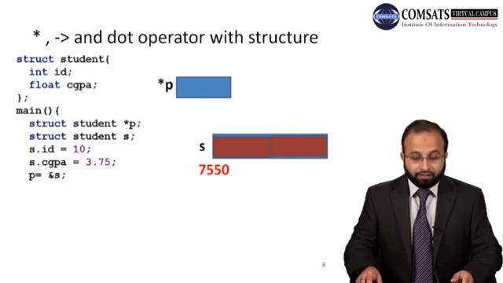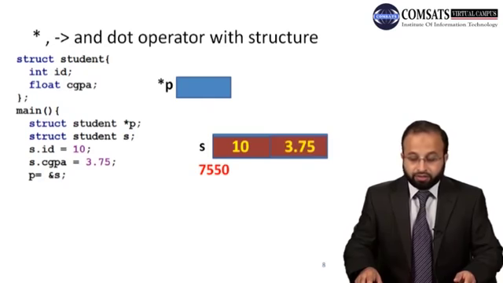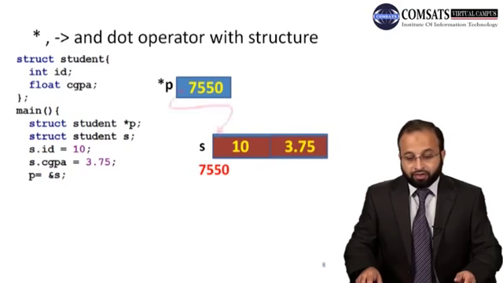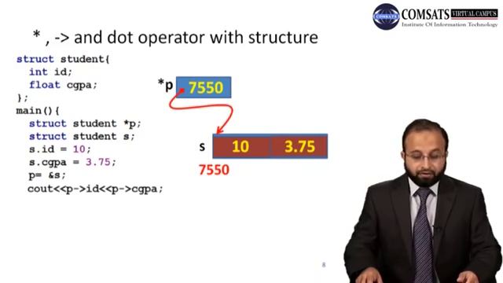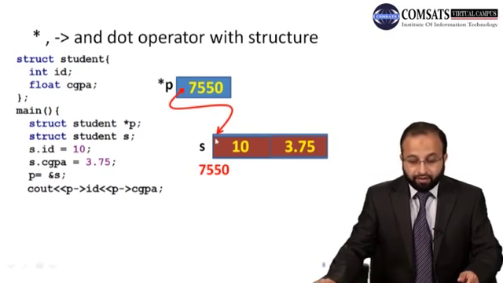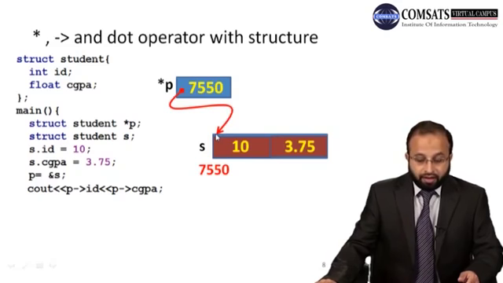Now it has two parts. The first part contains the id. So when s.id = 10 is executed, 10 will be assigned to this location and 3.7 will be assigned to this location. Now the address of this structure is 7550, we assume, and then we assign this address to the pointer p. This means that we create a connection, and we can access the structure through this pointer. Now what are the different mechanisms to access it? We can write p arrow operator id. This means that p arrow operator will bring you over here, then what you are going to access is id.